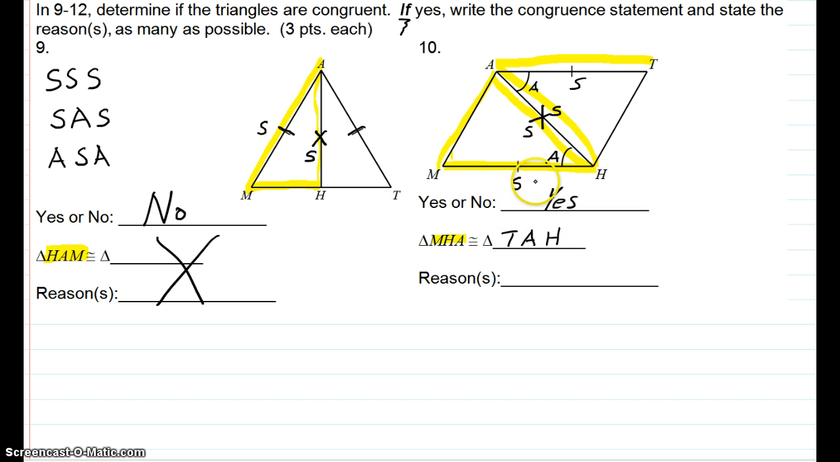Now we look, and remember our reason was side, angle, side. So we know that reason. Is there any other reason we could use? Do we know three sides? No. Do we know two angles in the triangle? We only know this one angle. And so we only have one reason, side, angle, side.